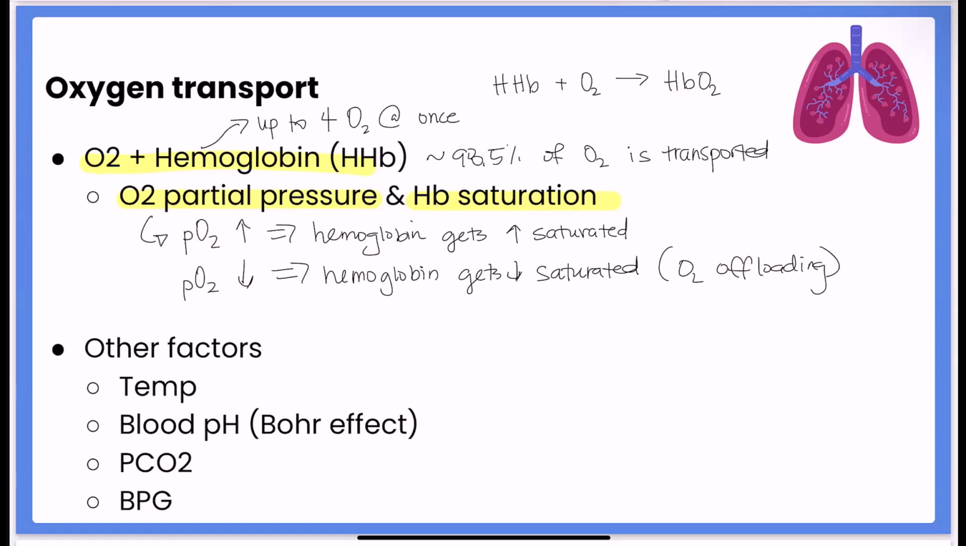Other factors can also affect how oxygen is transported. So all of these factors down here affect hemoglobin structure and also its affinity for oxygen. So increasing all of those things means that hemoglobin's affinity for oxygen will be lower.